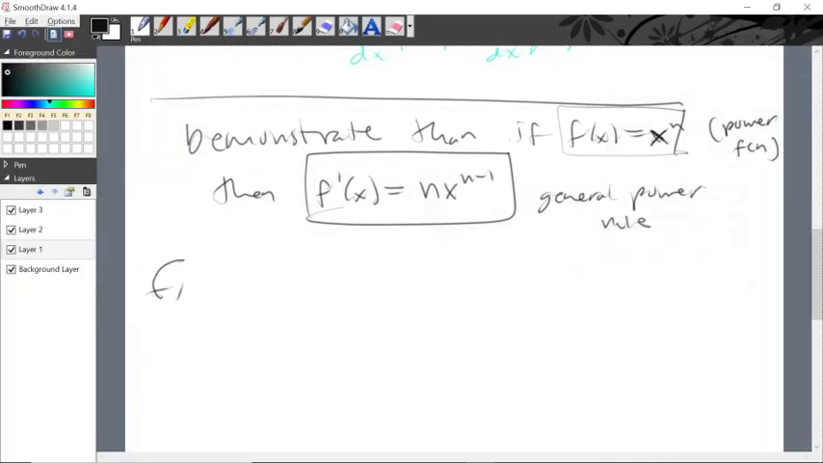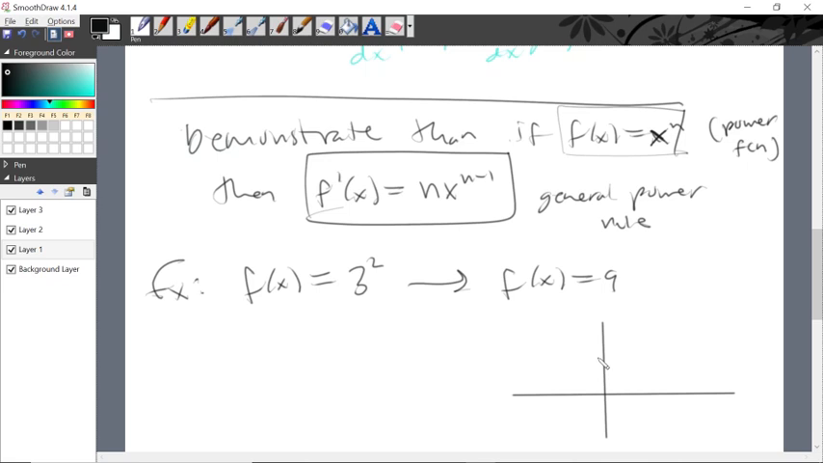Well, let me take an example here. Let's say we have f of x is equal to, how about f of x is equal to 3 squared? I'm going to start with that one. If f of x is equal to 3 squared, notice that that's the same as just saying that f of x is equal to 9. Let's take a look at this one geometrically for a second. What does this function look like in its graph?